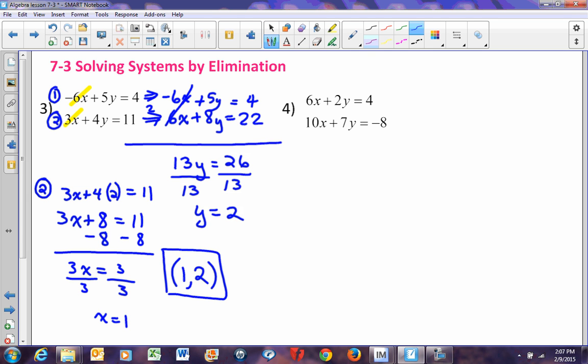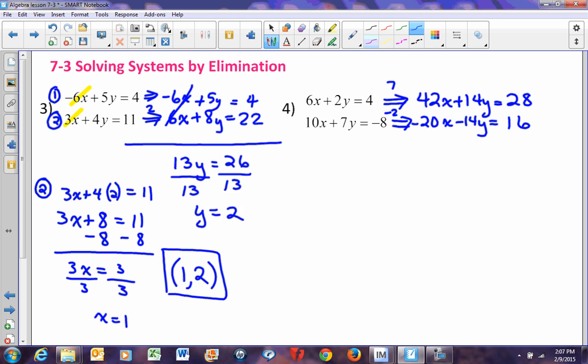So I'm going to eliminate my y's, and I'm going to take my top equation and multiply it by 7. I'm going to take my bottom equation and multiply it by negative 2. That way my y's will cancel out. 6 times 7 is 42, so I have 42x plus 14y equals 28. In my bottom equation, negative 2 times 10x is negative 20x minus 14y equals positive 16.